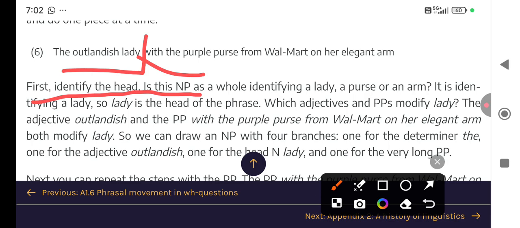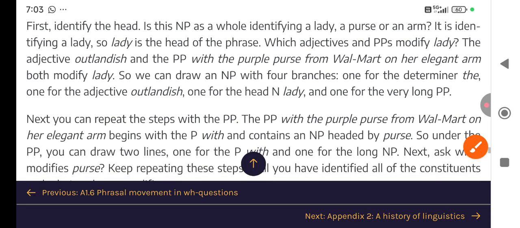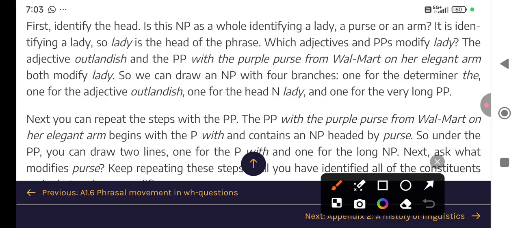A purse or an arm. So, that's a purple purse, right? So, that's a purse. Now confusion: a purse or an arm. That is arm. It is identifying a lady. So lady is the head of the phrase. That's the head of the phrase.